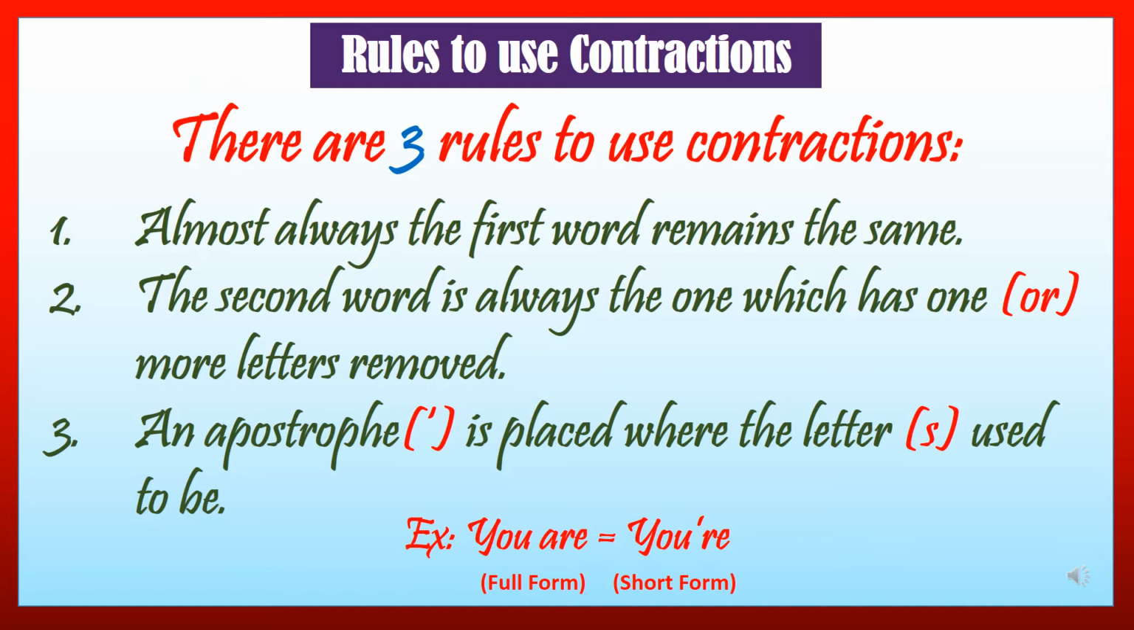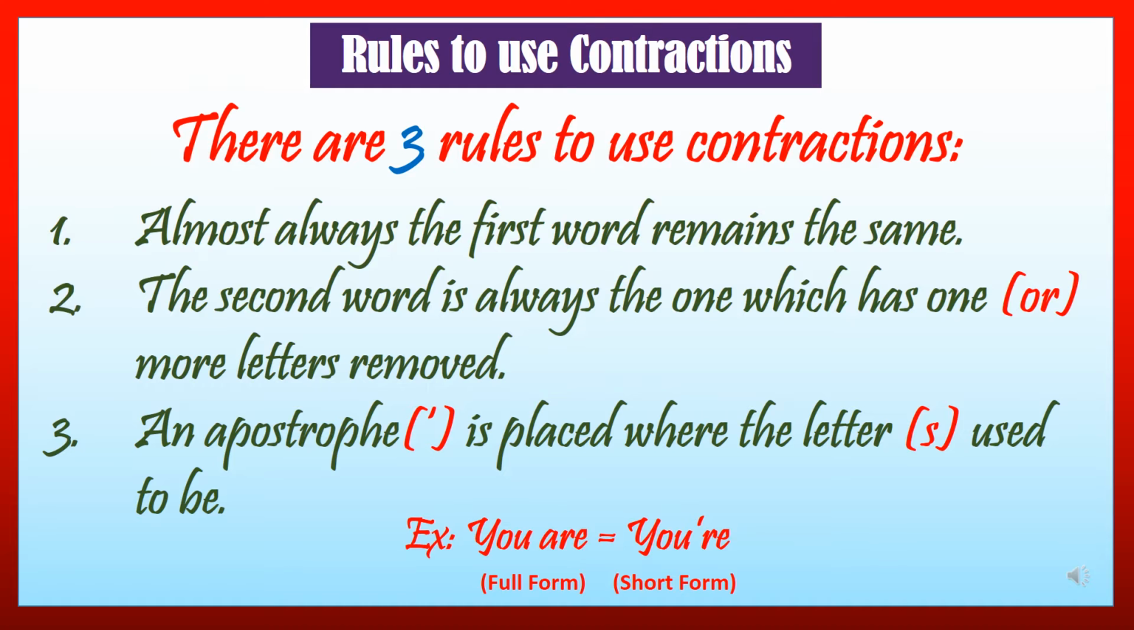Okay, I'll take one example, the same example. You are, and I'll explain. You are is a full form and it is changed into the contracted form you're. If you observe the first rule, the first word remains the same. So here you is the word that remained as it is. As per the second rule, in the second word are, A-R-E, letter A is omitted. Okay, that means the single letter is removed.